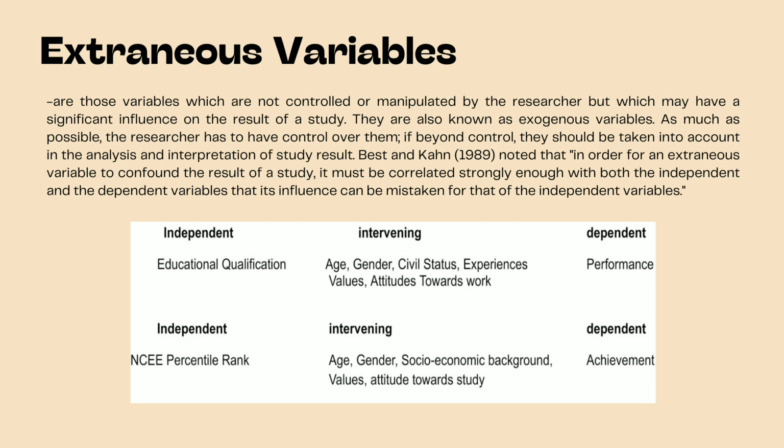For example, ato ang independent variable which is ang educational qualification. Then ato ang intervening variables kay ang age, gender, civil status, experiences, values, and attitudes towards work. Then ato ang dependent variable which is ang performance. Another example, ato ang independent variable which is ang NCEE percentile rank. Then ato ang intervening variables kay age, gender, socioeconomic background, values, and attitudes towards study. Then ato ang dependent variable which is ang achievement.